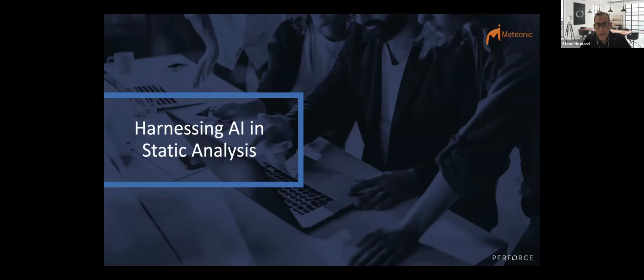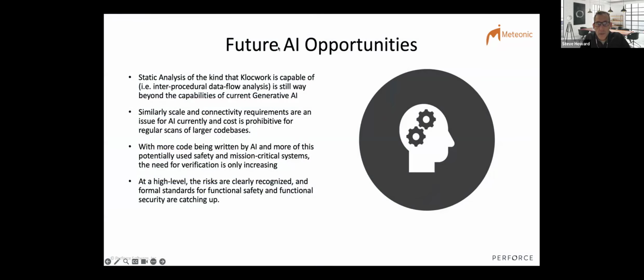So that leads us on very nicely to the work that we're doing with our tools, in order to make them more applicable to AI systems, but also to make them harness the power of AI to really speed up the whole development process. So just quickly, in terms of the future AI opportunities for static analysis, we're now talking about static analysis specifically. Obviously, static analysis is widely used for functional safety and functional security. So that's where we have a big tie-in with those.